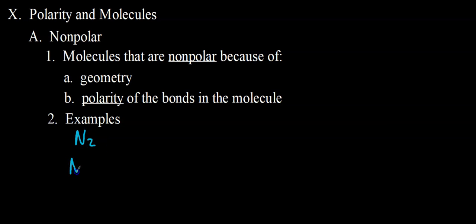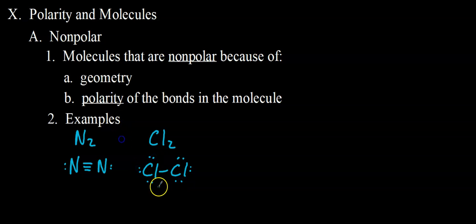First one is nitrogen. If we look at the Lewis structure for nitrogen, nitrogen has only two atoms in that molecule, one bond, even though it's a triple bond. And how would you describe the bond between the nitrogens? That bond is a nonpolar covalent bond. And since the one and only bond in that molecule is nonpolar, the molecule as a whole is nonpolar. And so we'll see that with any of the diatomic molecules.